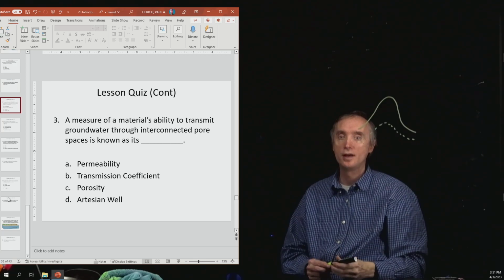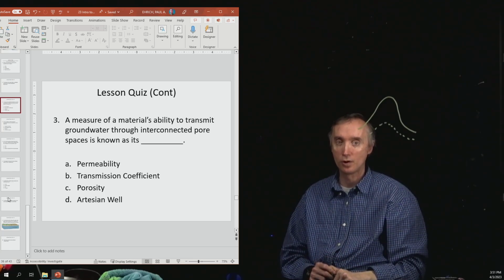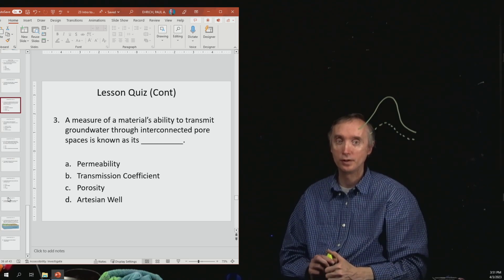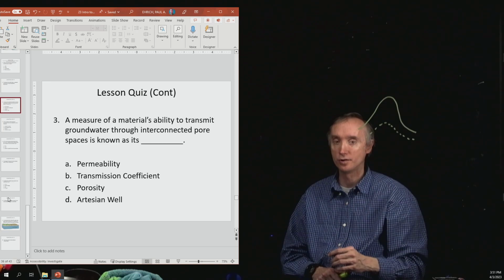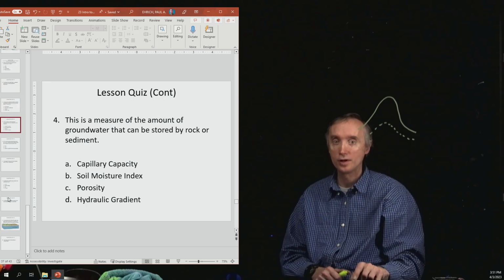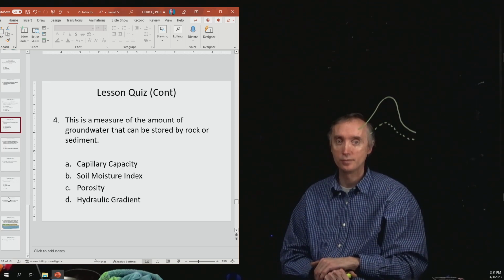Question number 3. A measure of a material's ability to transmit groundwater through interconnected pore spaces is going to be its permeability. So permeability is the ability for groundwater to be moved from one place to another. Question 4, this is a measure of the amount of groundwater that can be stored by a rock or sediment, and that is porosity.